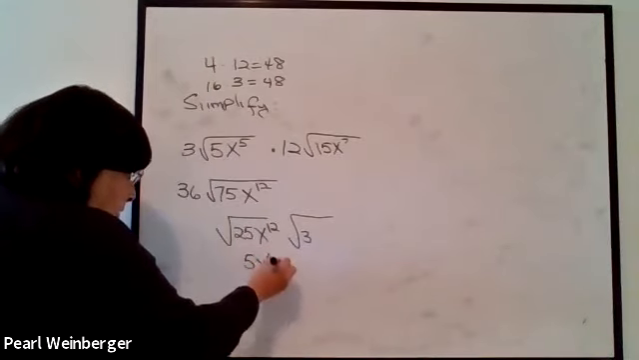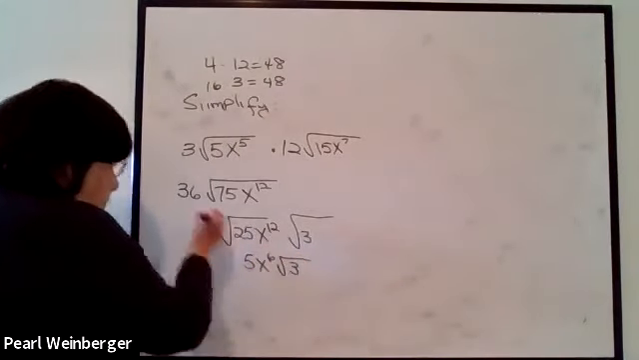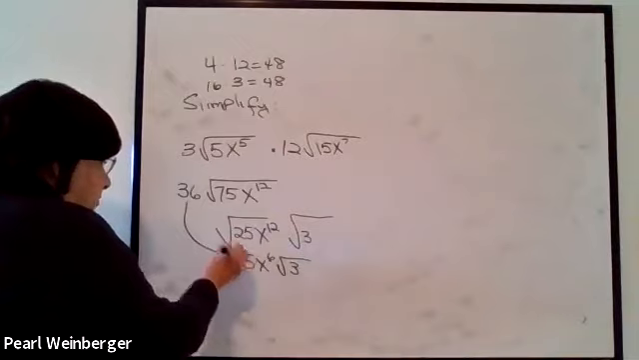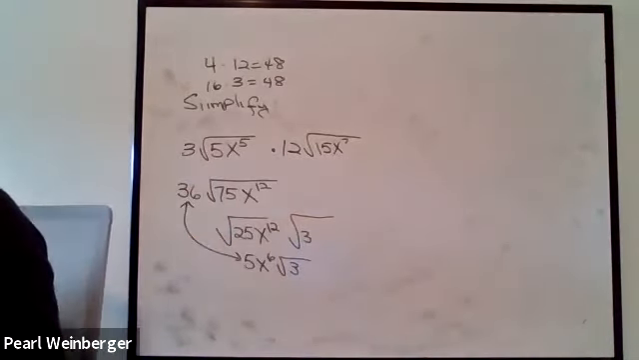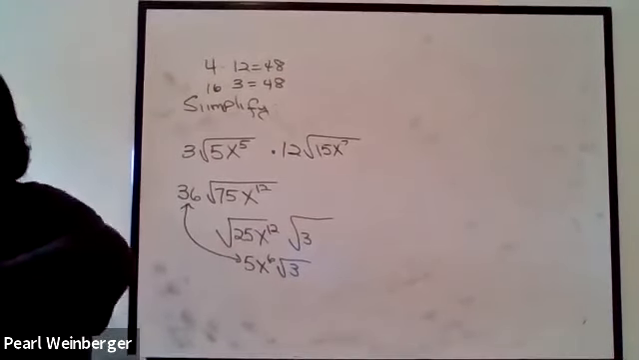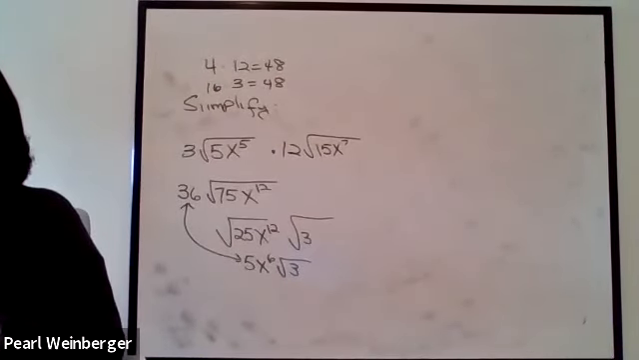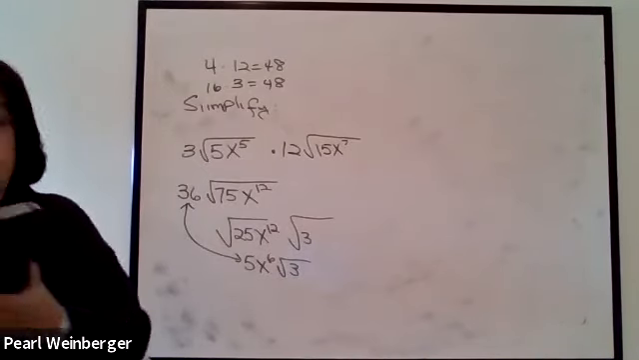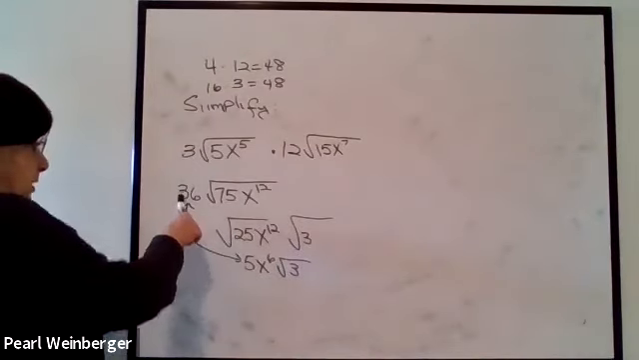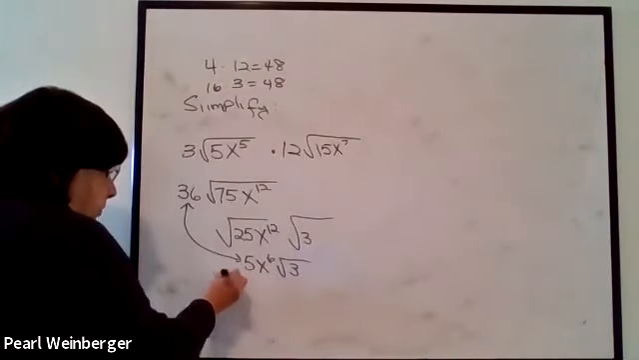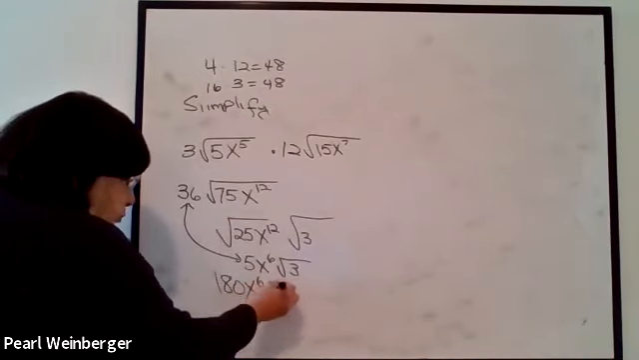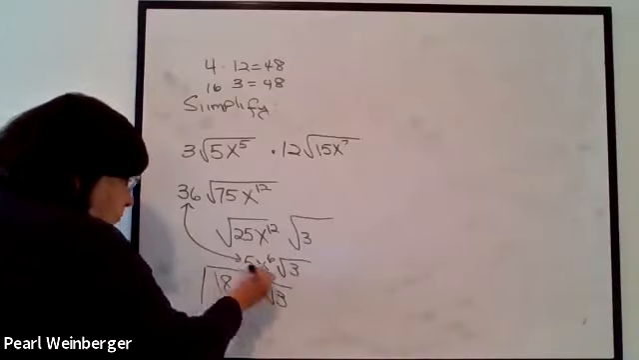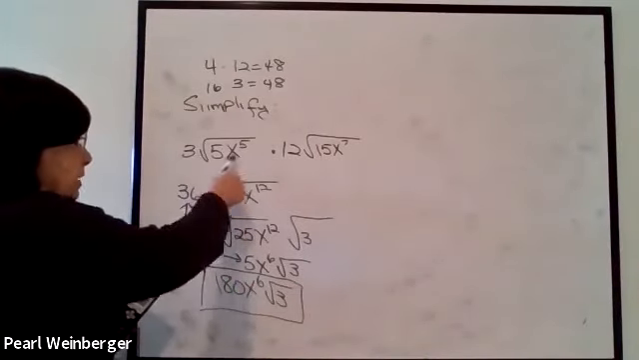5x to the 6th times radical 3. But now I have to take the 36 and multiply it by the 5. Now, you could probably do it in your head, but let's do 36 times 5. These are both outside radicals, so they can be multiplied together. That gives me 180x to the 6th outside the radical times radical 3. That's the answer I got by multiplying these 2 radicals.